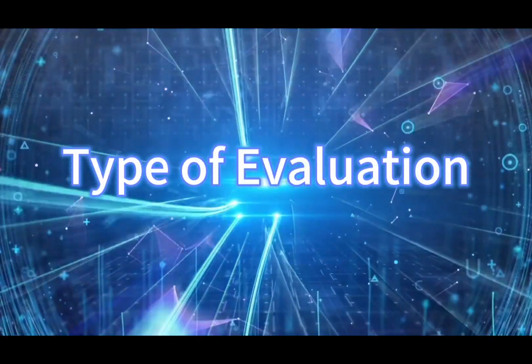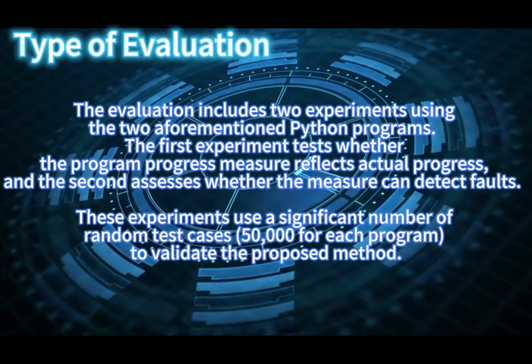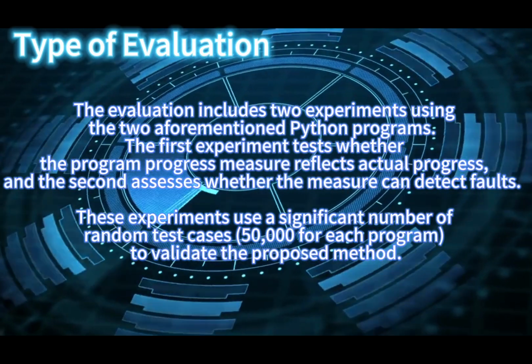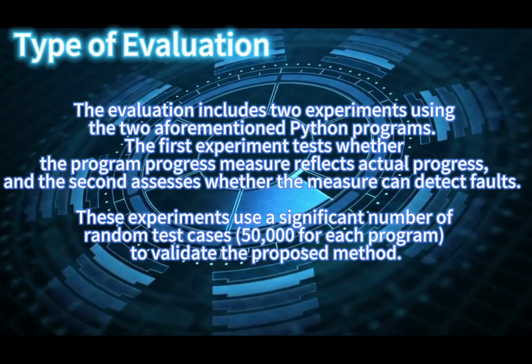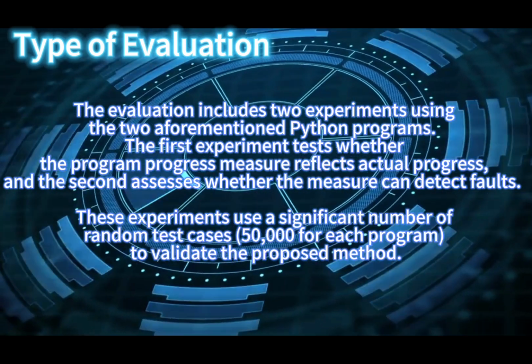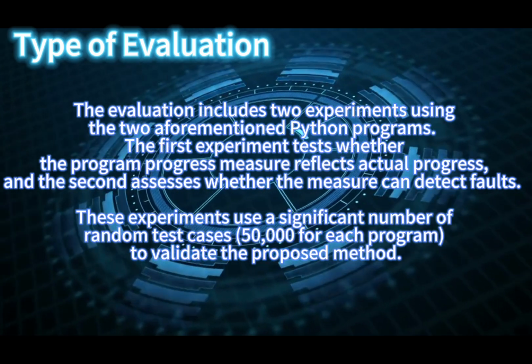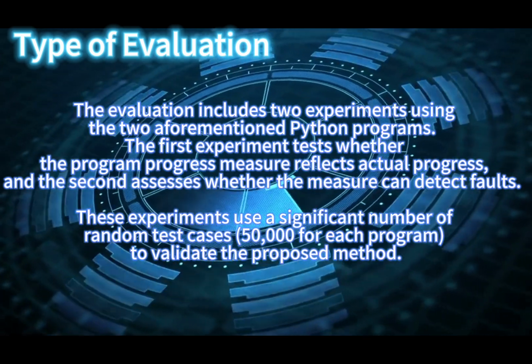The fifth is type of evaluation. The evaluation includes two experiments using the two aforementioned Python programs. The first experiment tests whether the program progress measure reflects actual progress, and the second assesses whether the measure can detect faults. These experiments use a significant number of random test cases to validate the proposed method.